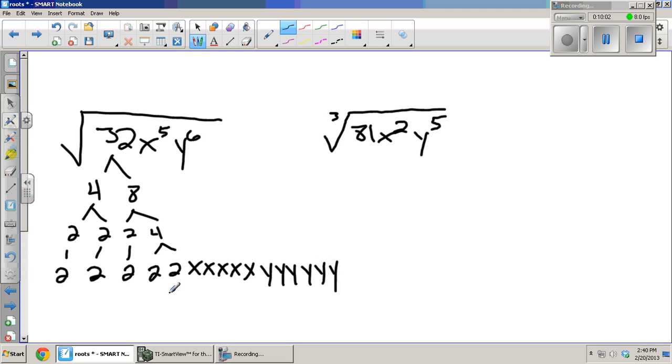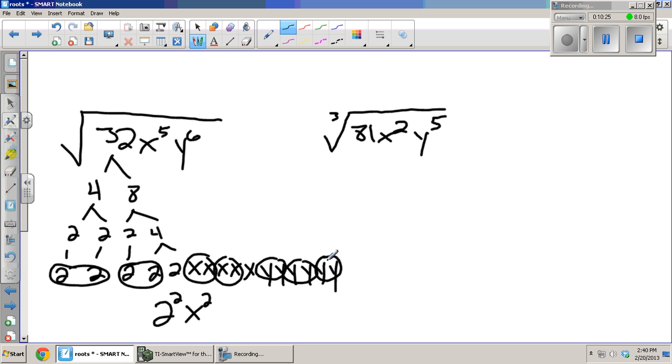6. Now I'm circling groups of 2. I have 2 there, 2 there. Alright, so I can bring out 2 sets of 2. I have x, 2 x's, x squared. And for y's, I have 2, 2, and 2. I have 3 of those, so that would be y cubed.